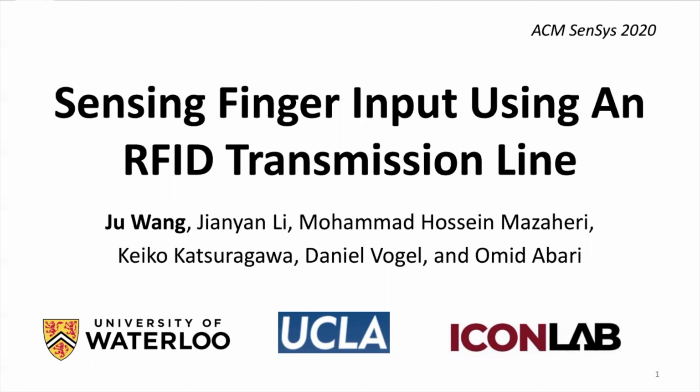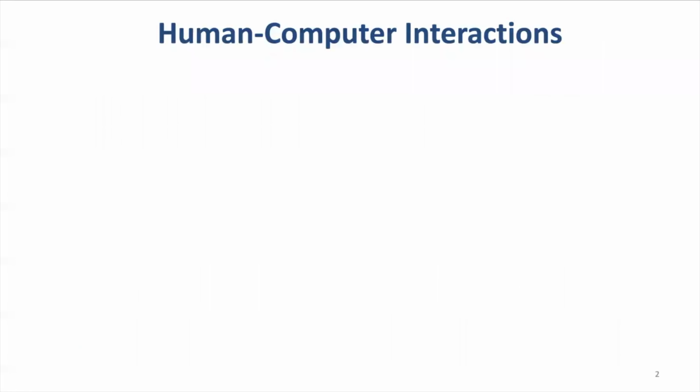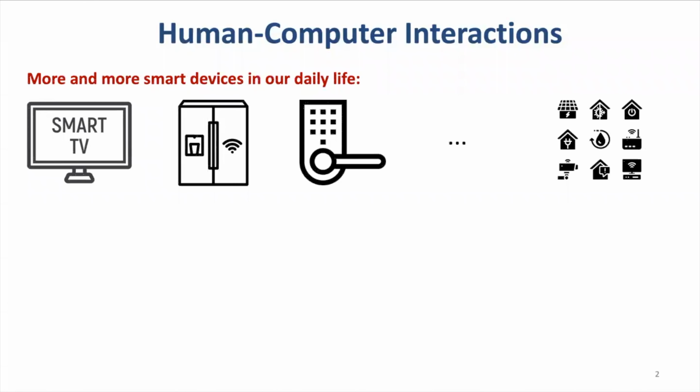Today I'm going to show you how we can build an RFID transmission line to detect finger inputs. Human-computer interaction is a hot topic because we are now surrounded by more and more smart devices like smart TV, smart locker, and so on.